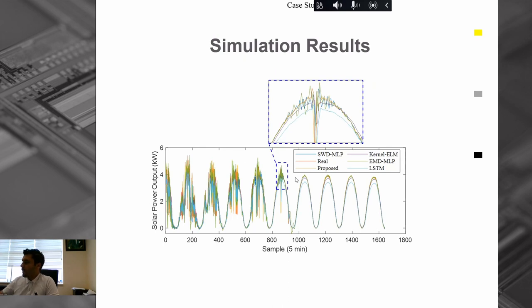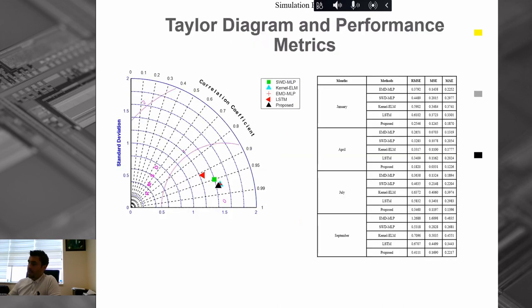As you see in the figure here, the test results of forecasting solar power outputs. To show the superiority of our proposed method, we compared some hybrid models, state-of-the-art models, kernel extreme learning machine, conventional traditional models, and deep learning such as LSTM. As shown in the table, we use some performance metrics: root mean square error and mean absolute error.